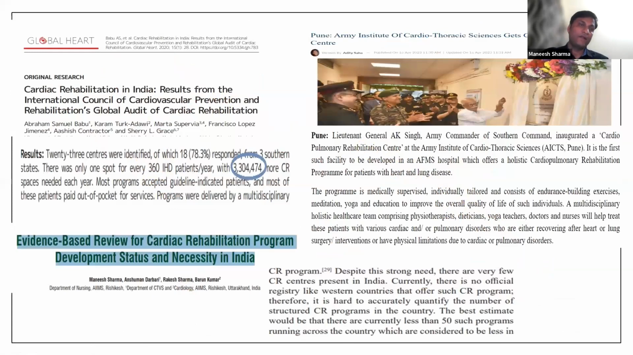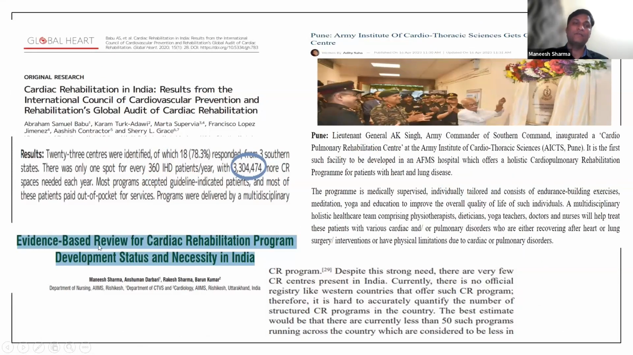There is certain literature and research I could find on cardiac rehabilitation, which says that cardiac rehabilitation in India is in a very infantile state, and there is a need of approximately 33 lakh cardiac rehabilitation centers in our country just to cater to the needs of cardiac patients.